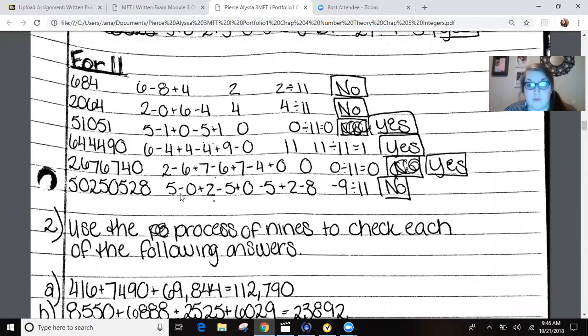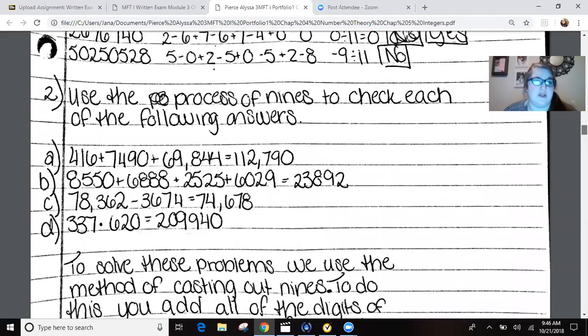So that's not divisible. But if you look at this one, you have 6 minus 4 plus 4 minus 4 plus 9 minus 0 gives you 11. 11 divided by 11 is 1. So that was a yes. So that's a pretty cool trick. So let's move on to number 2.